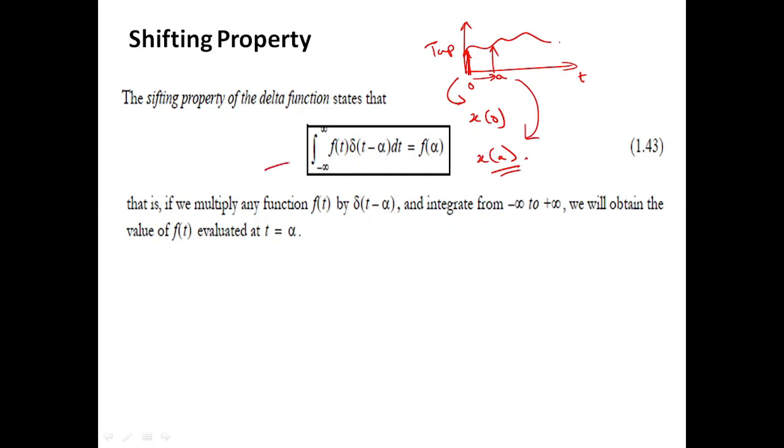And this is what is denoted by this equation: the integral from minus infinity to infinity of f(t), which is nothing but x(t), multiplied by delta(t minus alpha) dt, which gives us the value at alpha. So by whatever amount you delay the impulse function, at that location you will get the amplitude of the continuous time signal, and at all other locations the values would be 0.